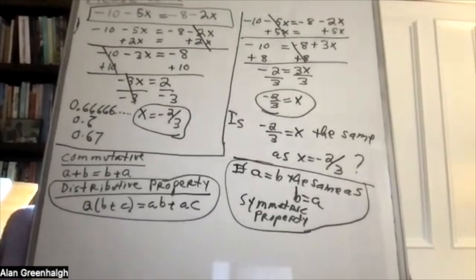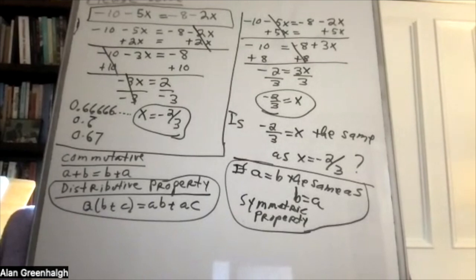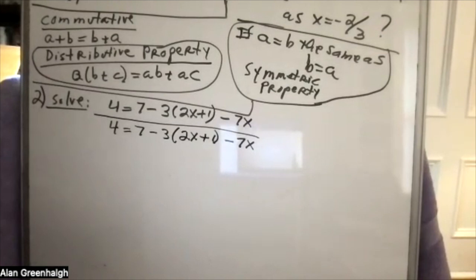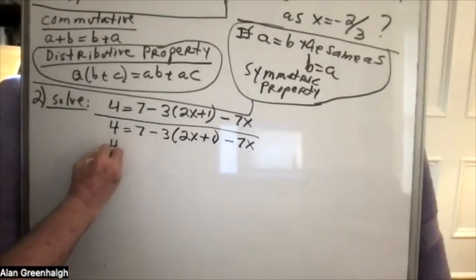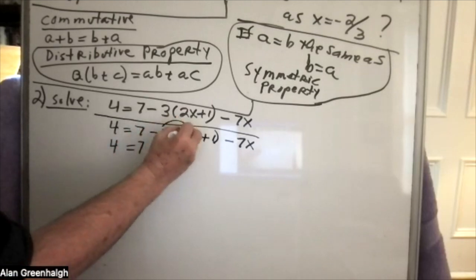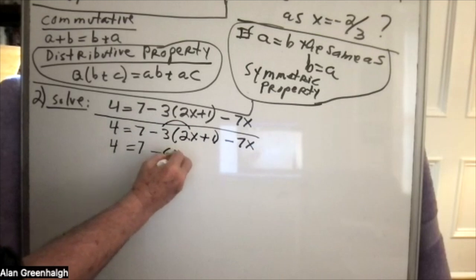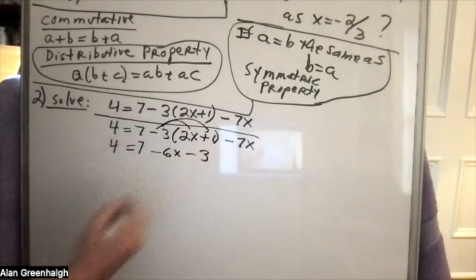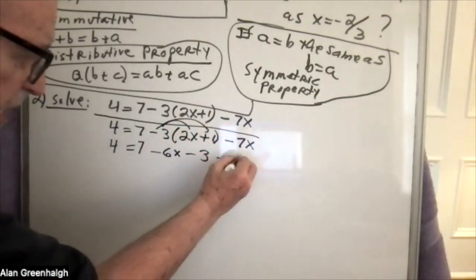Okay. Next problem. I'd like you to try this one. I'll give you a few minutes to try that to begin. And there I am, I keep the original. I come down here to solve this problem. All right, now the first thing I'm going to do is bring down the 4, bring down the 7, and do -3 times 2x is -6x, and -3 times +1 is -3, and then -7x.